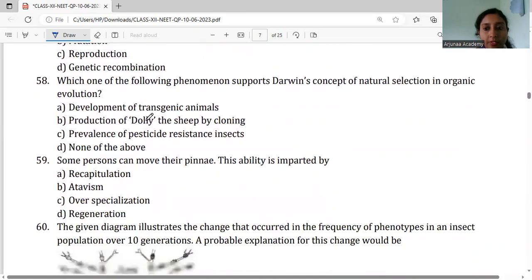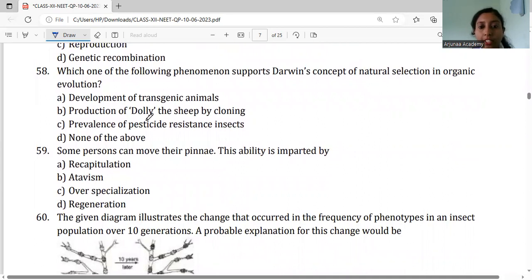Then 58, which of the following phenomena supports Darwin's concept of natural selection in organic evolution? Here, nature has to act and select some of the variation. That is the kind of option we have to select. Development of transgenic animals: this is not nature selecting, it is a hybridization experiment. Production of Dolly by cloning, even this is not natural selection. Nature has nothing to do with it. Prevalence of pesticide resistant insects: yes, in a group of insects, some will be resistant to pesticides. When we spray pesticide, the insects having that variation of resistance will increase their population. So the answer is option C.